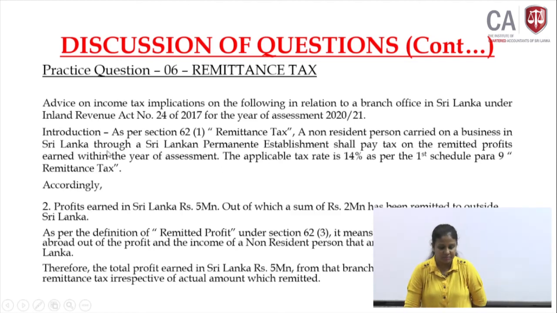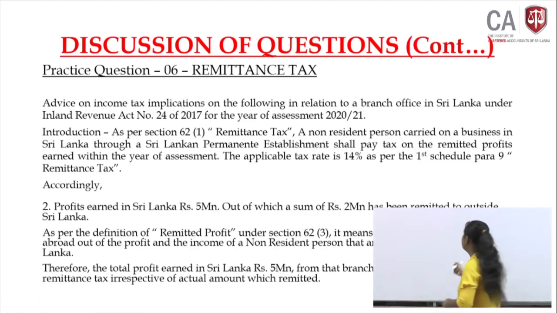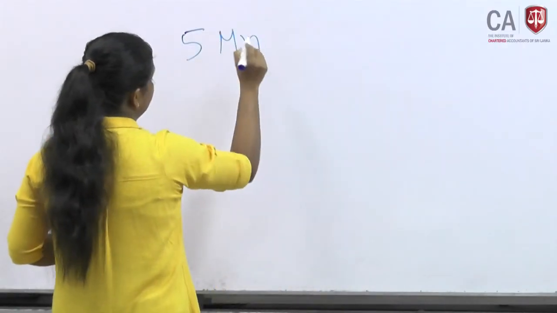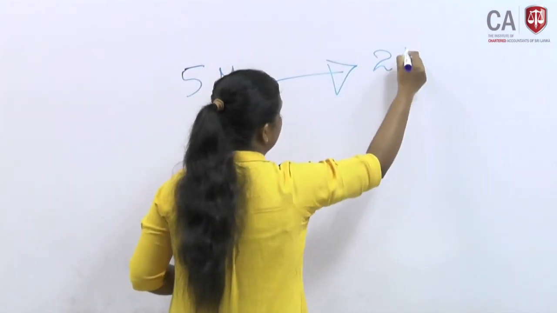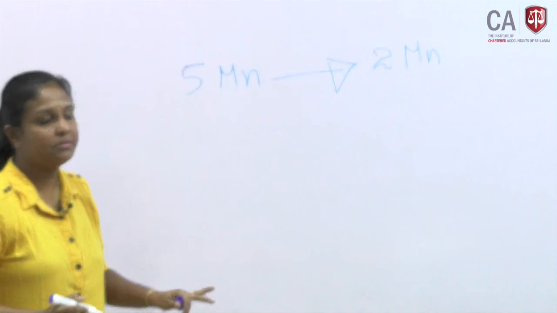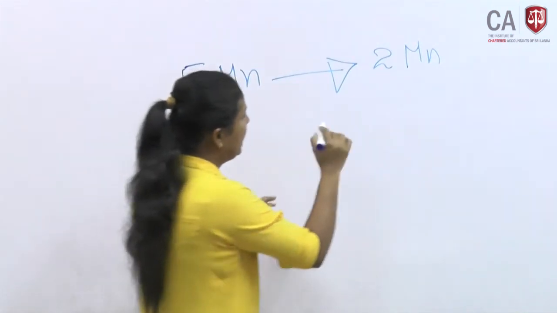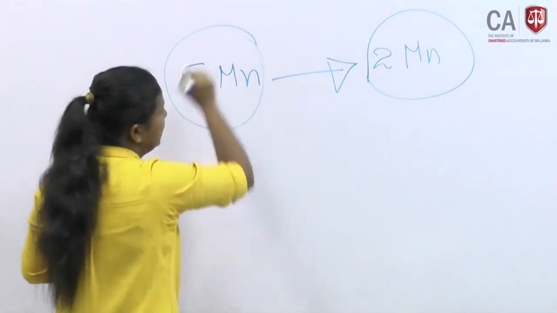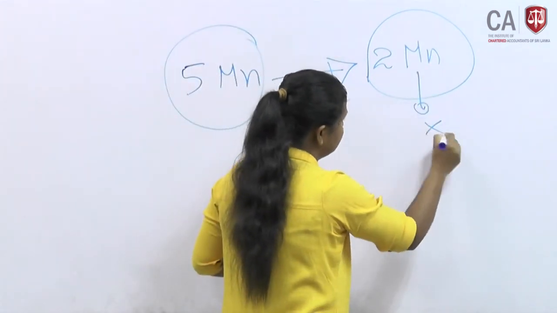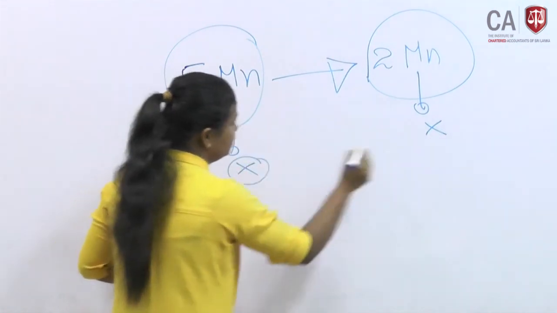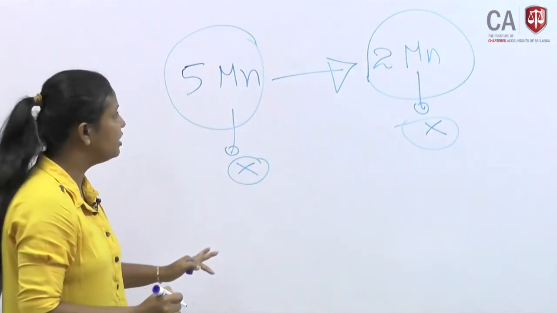Then the second question: from that branch office, profits earned in Sri Lanka are rupees 5 million, out of which a sum of rupees 2 million has been remitted to outside Sri Lanka. Now, earned rupees 5 million, and from this 5 million the remitted amount is 2 million. Different situation. Now you have to look at what amount this branch office has to pay remittance tax on, whether it's on this one or on this one. That's the advice you have to provide.